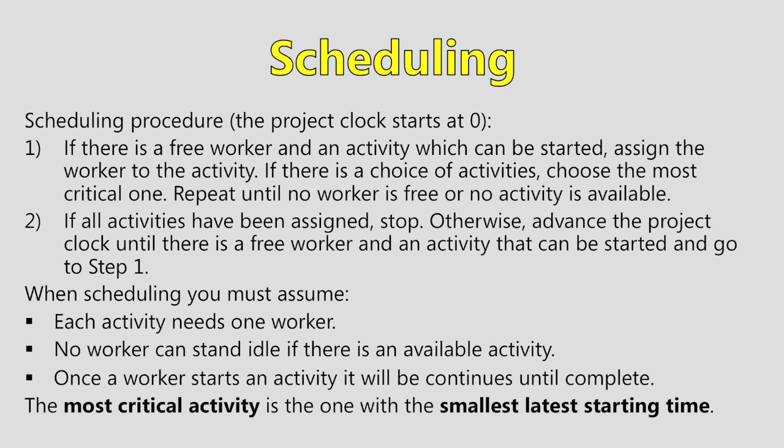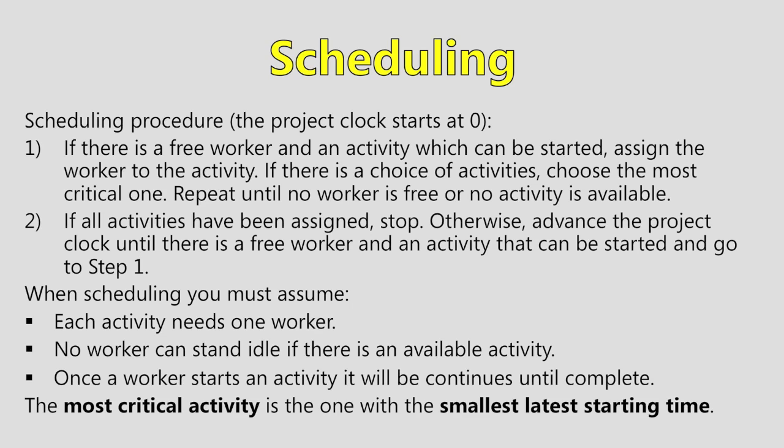Number 1, if there is a free worker and an activity which can be started, assign the worker to the activity. If there is a choice of activities, choose the most critical one, and repeat until no worker is free or no activity is available. Number 2, if all activities have been assigned, then stop. Otherwise, advance the project clock until there is a free worker and an activity that can be started and go to step 1. When scheduling, you must assume that each activity needs one worker. No worker can stand idle if there is an available activity, and once a worker starts an activity, it will be continued until it's complete.